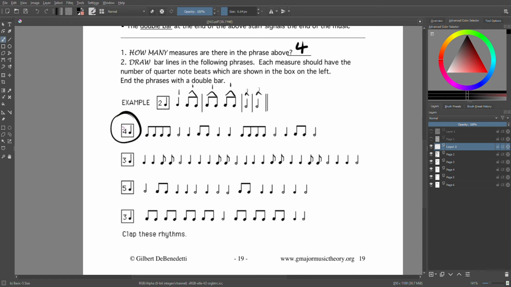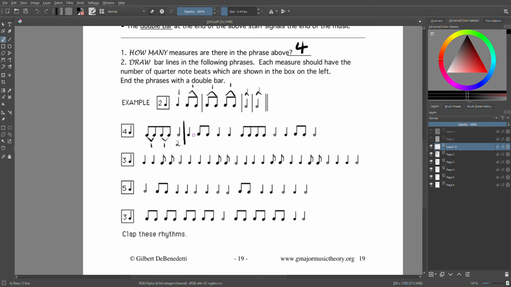Now we're going to go to the next one. First we take a look at this. How many beats are going to be in each measure? 4. So let's start counting. Every 2 eighth notes is going to be 1 beat, just to make life a little easier. So here's 1, here's 2, here's 3 and 4. So 1, 2, 3, 4. We're going to stick a measure line, or a bar line, right there.